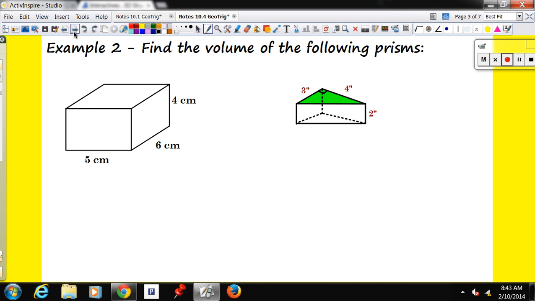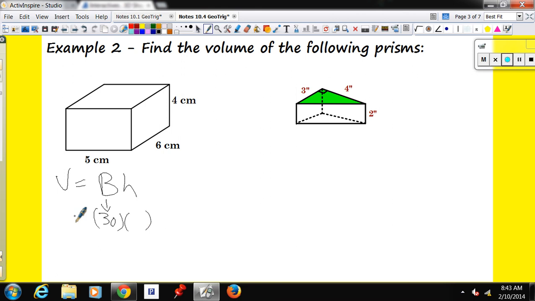So on this one, your V equals the big B times the H. So it's the area of the base times the height. The area of the base represents my first layer. So how many cubes would be on my first layer? 5 times 6 would be how many? 30 on my first layer.